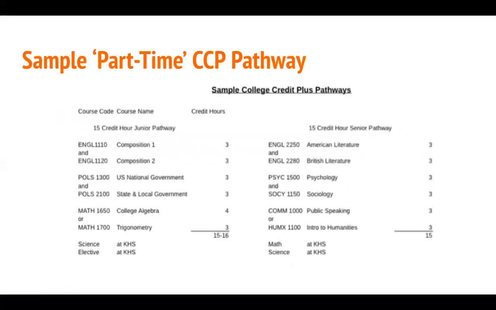This is an example. This kind of answers the question that you had about if you take something one semester, do you take something the other? This is just an example pathway for students, either part-time or full-time. I think this one is a part-time one. You'll see on the left-hand side that the student took composition 1 during the first semester and composition 2 in the second semester. They took national government in the first semester and state and local government in the second semester. So they mapped out what they could take from fall semester to spring semester that could match up and fulfill our requirements.